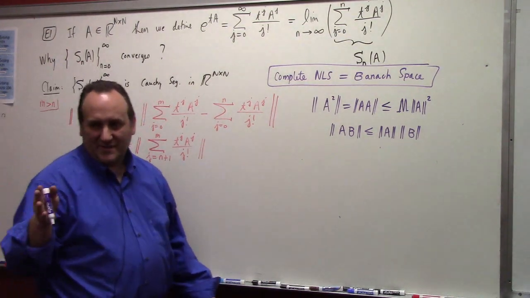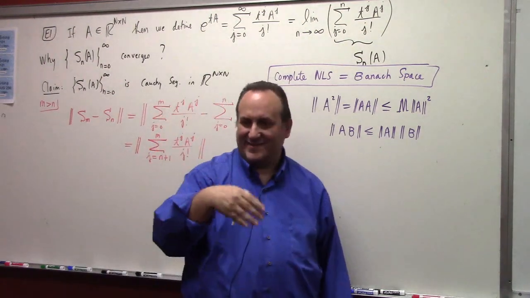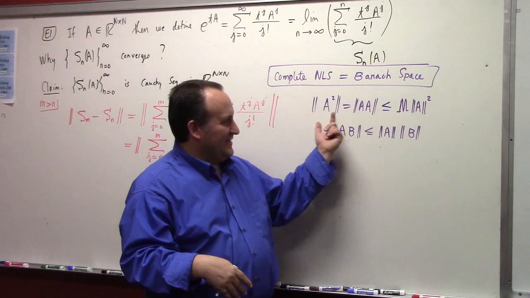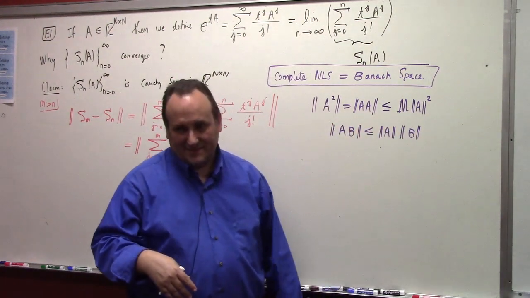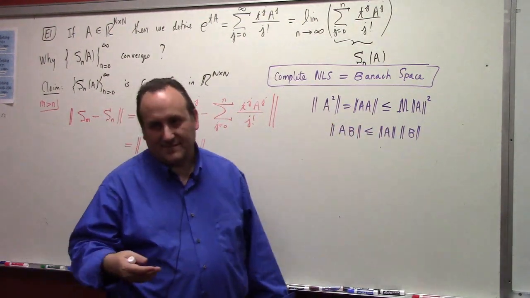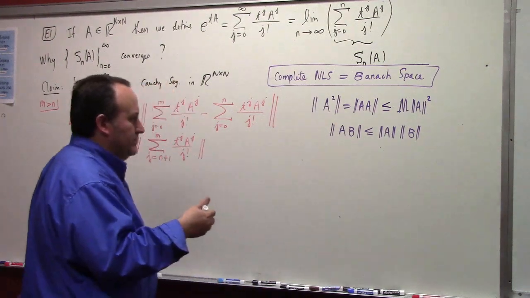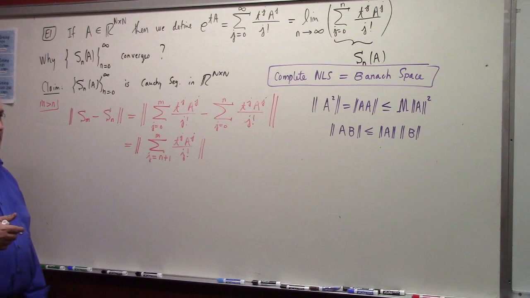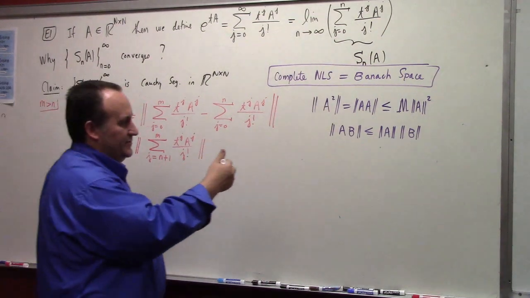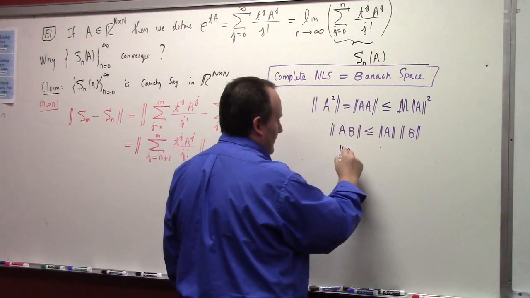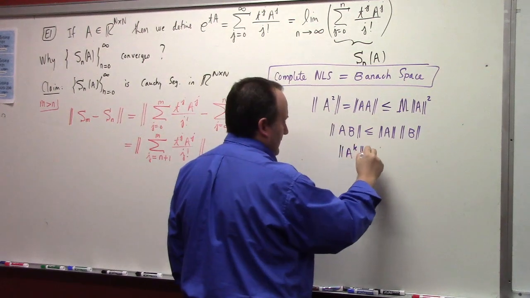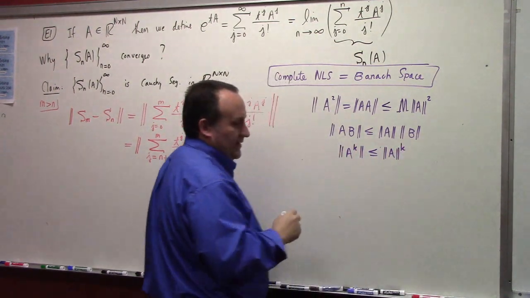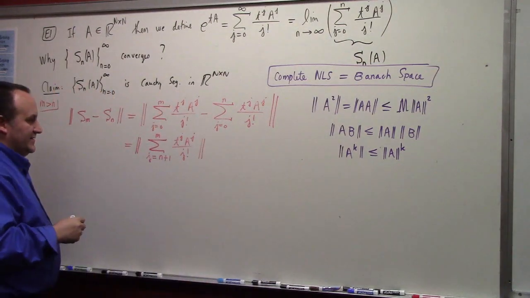But my point to you was, if we just use my super lazy, greedy lemma at the start of class, you could just say that this is less than m times that. But we can do better, in fact. It's true that the norm of a to the power k is less than or equal to the norm of a to the power k. That is, in fact, an estimate we have.